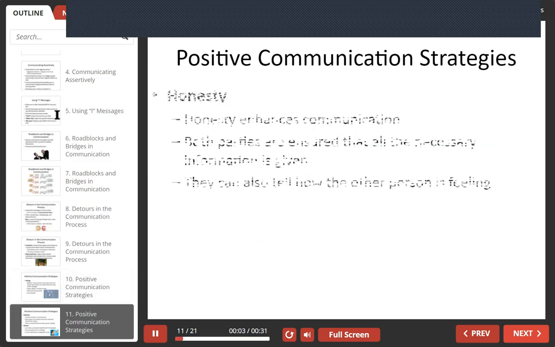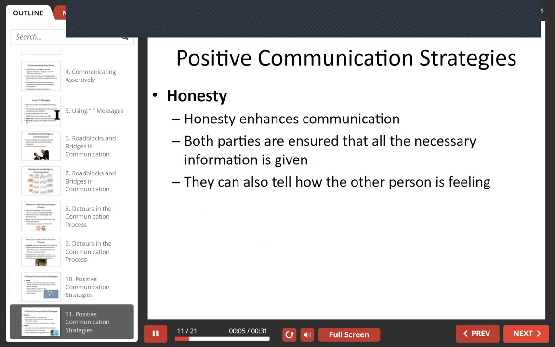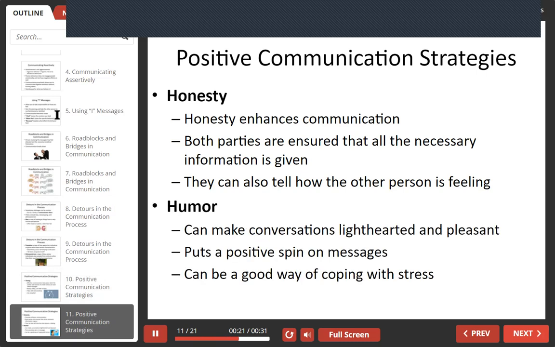Honesty is also a positive communication strategy. It enhances communication, and both parties are then ensured that all the necessary information is given. And they can also tell how the other person is feeling. Another communication strategy is humor. This can make conversations lighthearted as well as pleasant. It then puts a positive spin on messages and can be a good way of coping with stress.